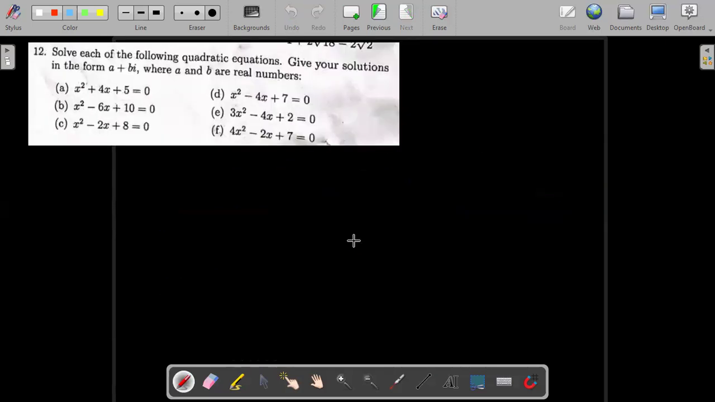So this next question says, solve each of the following quadratic equations. Give your solution in the form a plus bi, where a and b are real numbers. So let's jump right into it. You have x squared plus 4x plus 5, and this here is equal to 0. So now they're telling us to solve and give our answer in that form there.